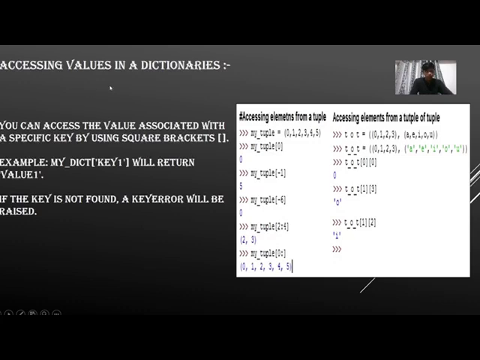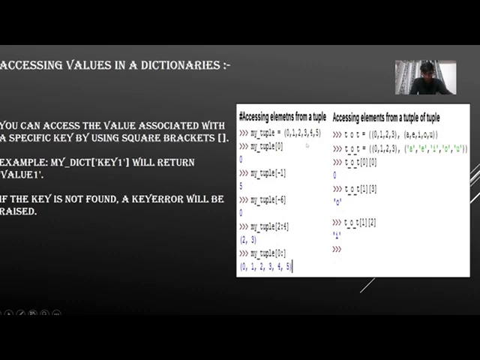Next, accessing values in dictionaries. You can access the values associated with a specific key by using square brackets. Example, my_dict[key1] will return value1. If the key is not found, a KeyError will be raised. So if there is no value1, it returns an error.